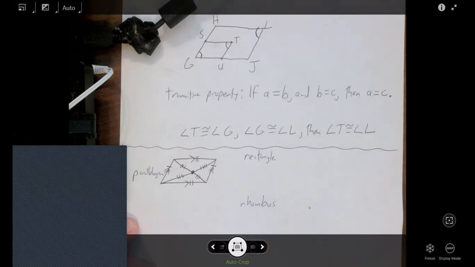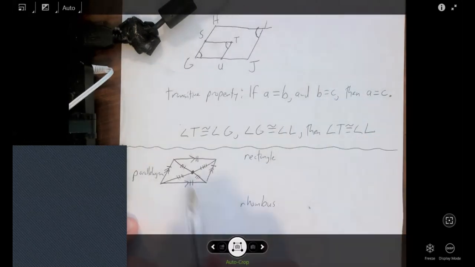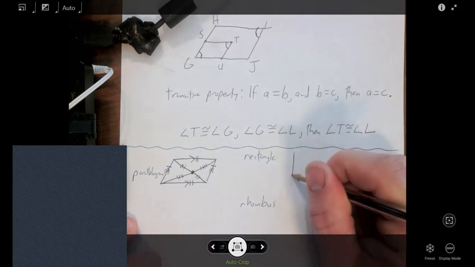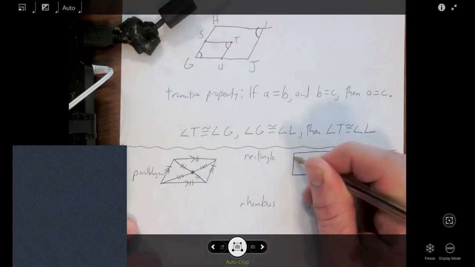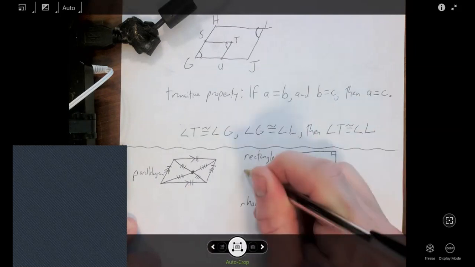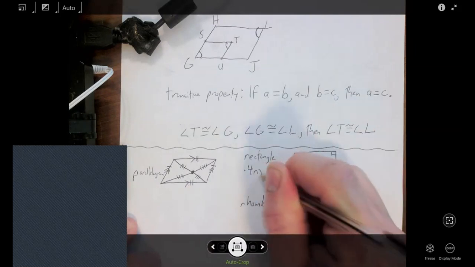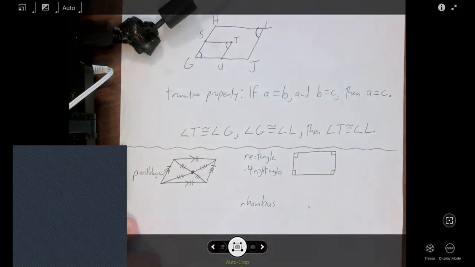90-degree angles. That's right. That's very good, Millie. So I can have a parallelogram with opposite sides congruent, but unless I have 4 right angles, that is not necessarily going to be a rectangle. But as soon as I have 4 right angles, that's enough to guarantee that I have a quadrilateral that's a rectangle. That's actually the simplest definition of a rectangle. It's a quadrilateral with 4 90-degree right angles.